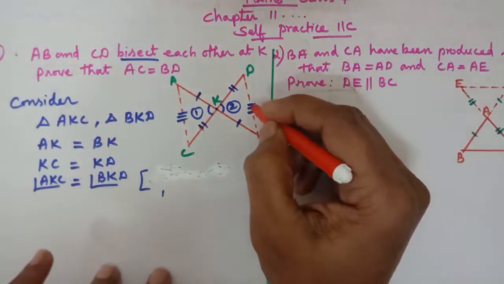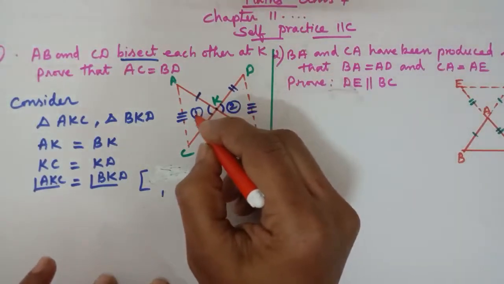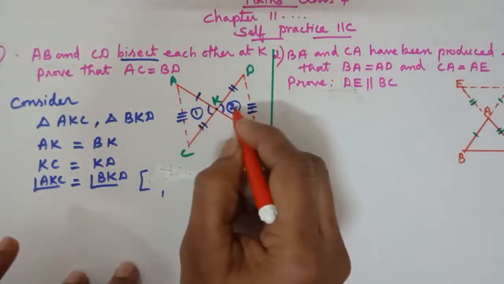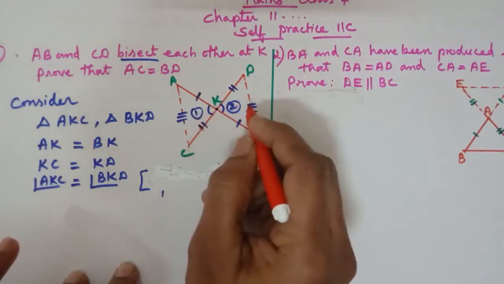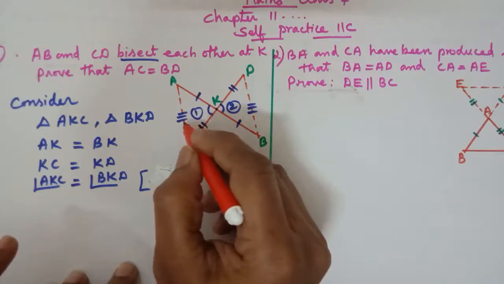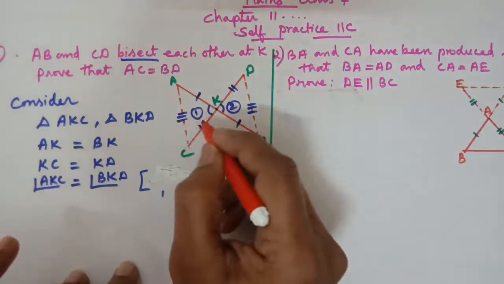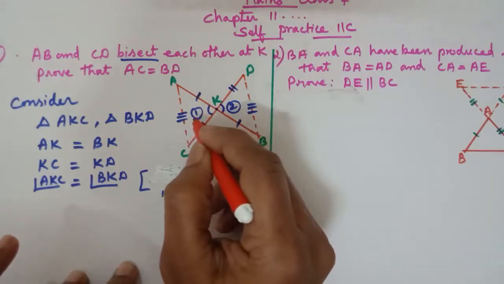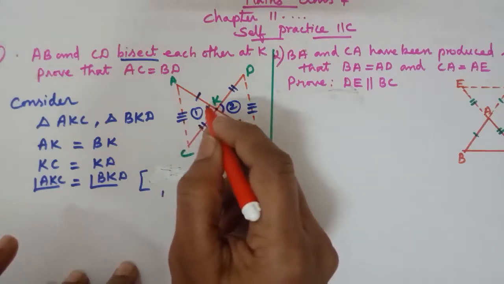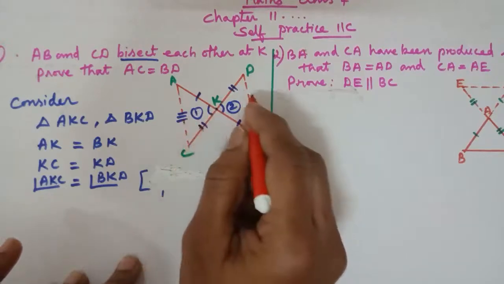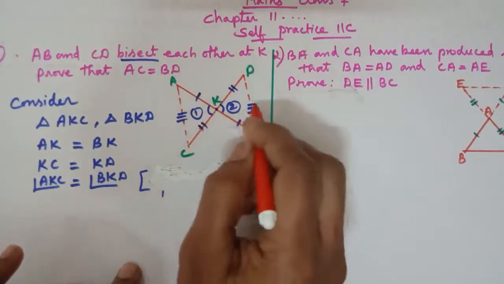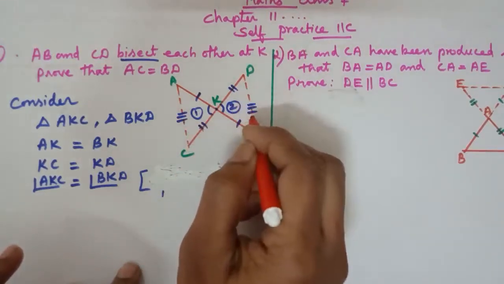How will you prove? Students listen. Here I have taken this as the first triangle and this as the second triangle. You just compare these two triangles. If we prove these two triangles are congruent, then by using the congruence rule, we can say corresponding sides are equal and corresponding angles are equal. Already I have taught you, if two triangles are congruent, then corresponding sides and angles are equal. By using that method, we can say the third side of this triangle is equal to the third side of this triangle.